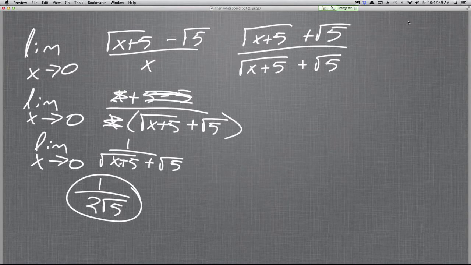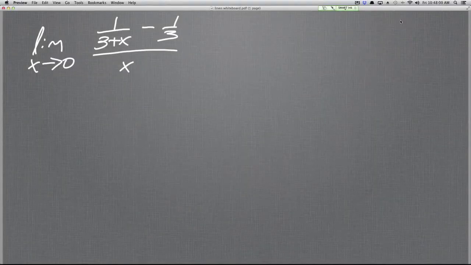Questions on that one? Okay, I have the limit as x approaches 0 of 1 over 3 plus x minus 1/3, all over x. So I'm dealing with the fraction in the fraction scenario, which means I need to do what to approach it? Not the reciprocal. The common denominator. So what would the common denominator be?